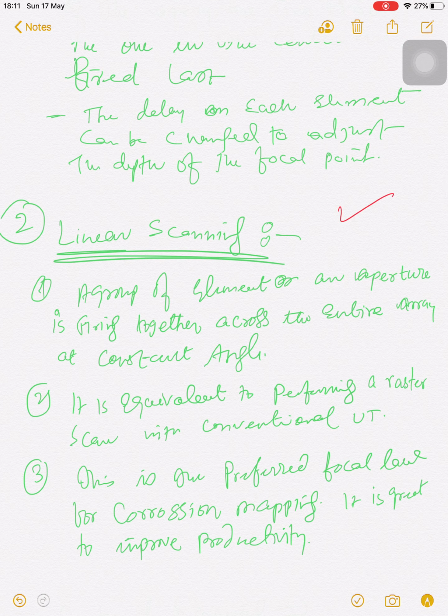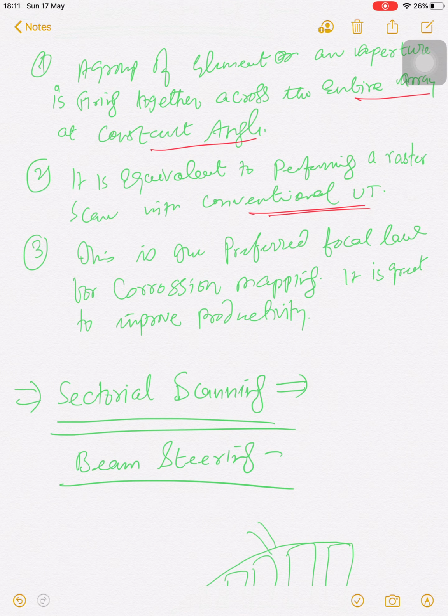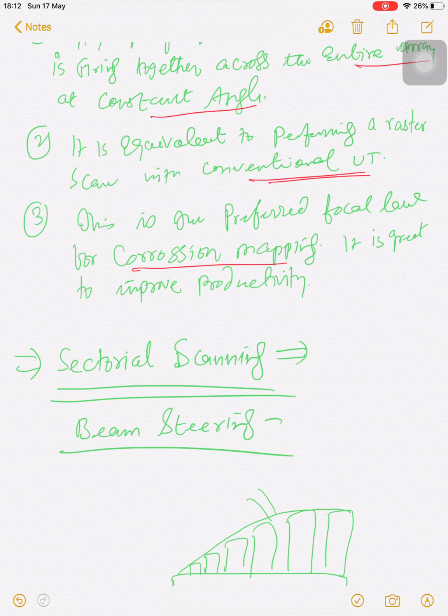What is linear scanning? In linear scanning, a group of elements, or an aperture, is firing together across the entire array at a constant angle. It is equivalent to performing a raster scan with conventional UT. This is the focal law used for corrosion mapping, and it is great for improving productivity.